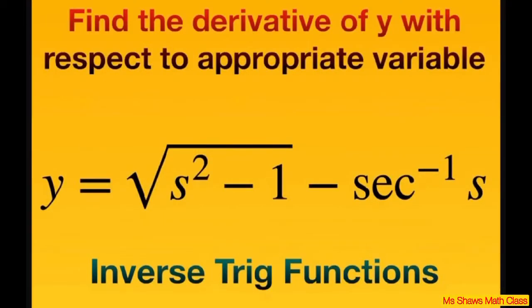Everyone, we're going to find the derivative of y with respect to s. Our y is the square root of s squared minus 1 minus inverse secant of s. We're going to use our secant formula for derivatives of inverse trig functions. I'm just going to write this a little bigger.